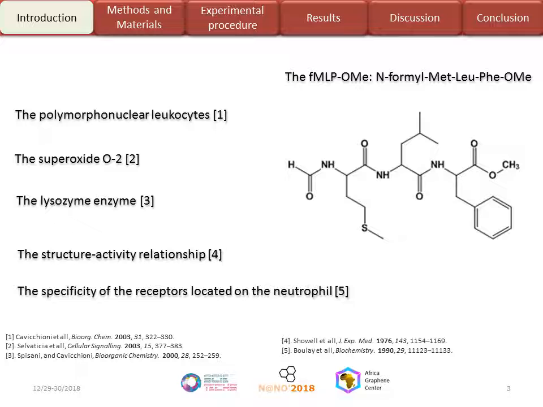The tripeptide formyl-Methionine-Leucine-Phenylalanine is therefore a powerful mediator of inflammatory reactions. It stimulates the release by polymorphonuclear neutrophils of superoxide O2-, and the lysozyme enzyme of the neutrophil.